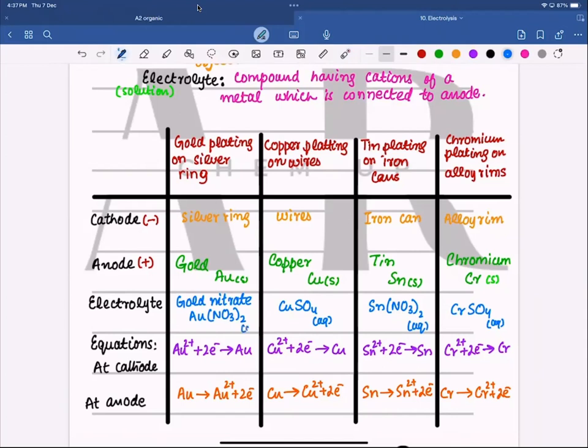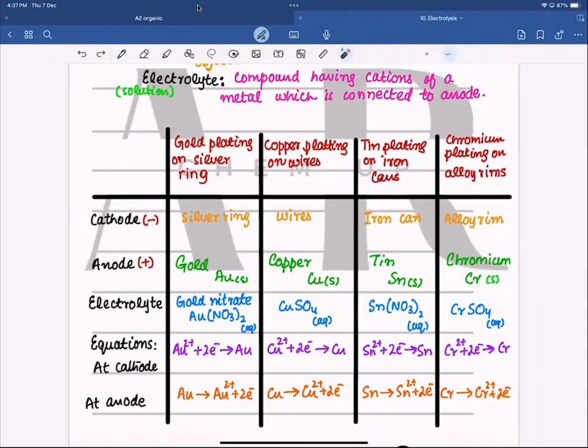If you recall the reactivity series, below hydrogen there is copper, then mercury, silver, gold, platinum. The one at the bottom is the least reactive, so that's why it is easily turned into its element form.